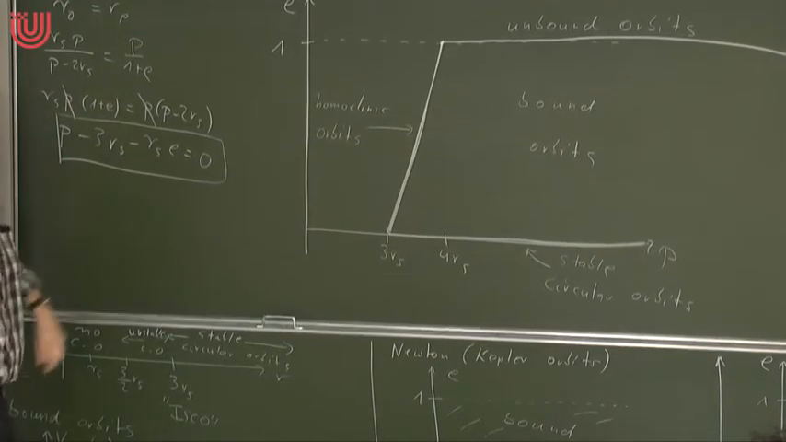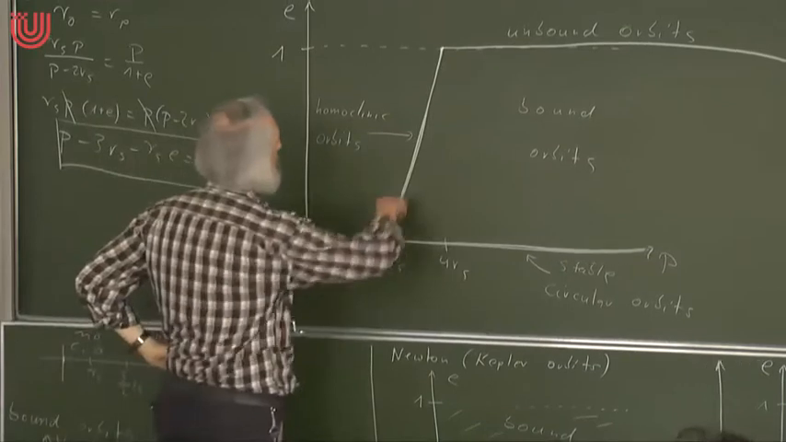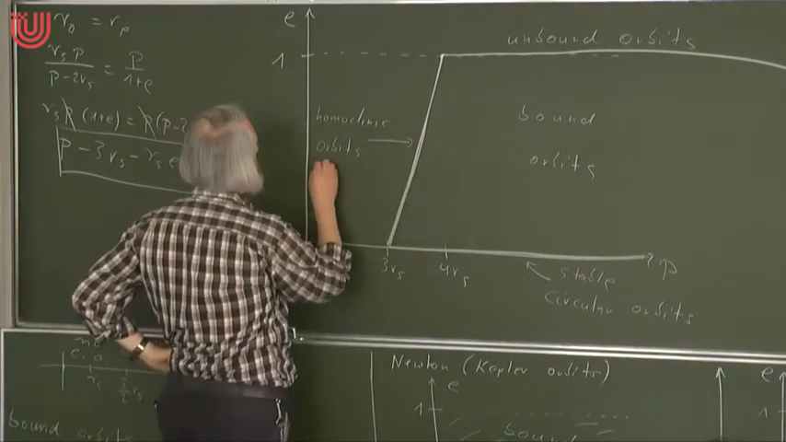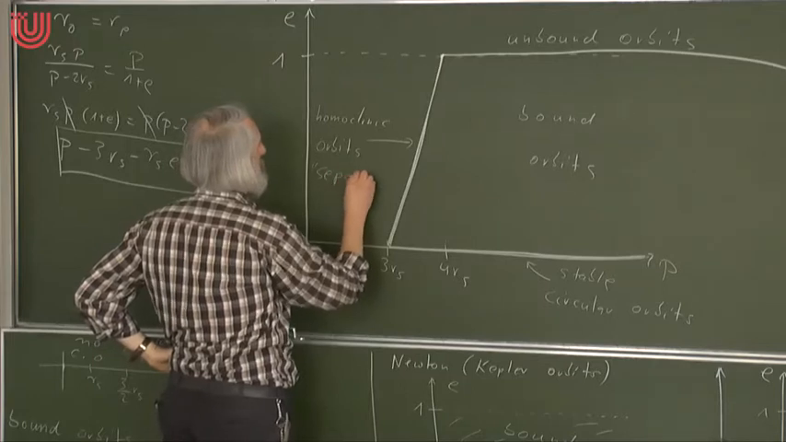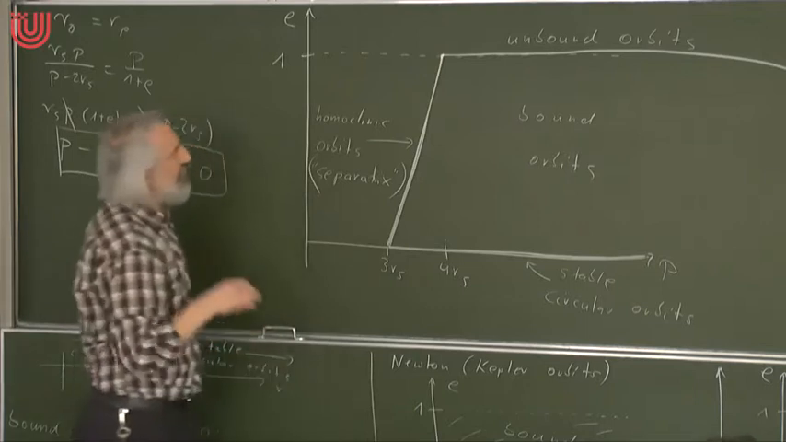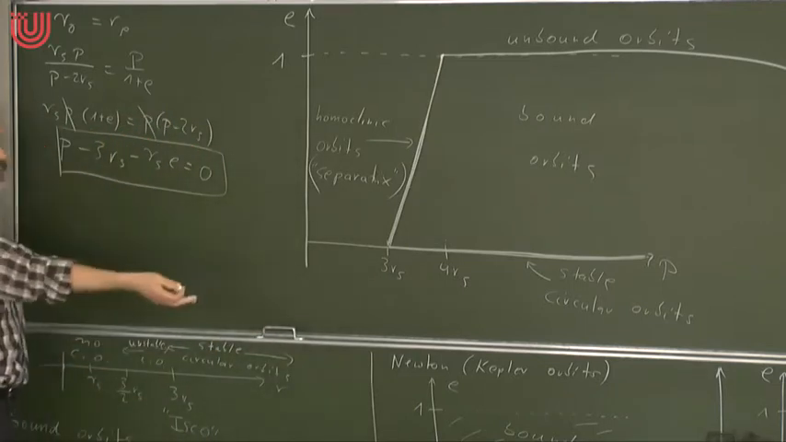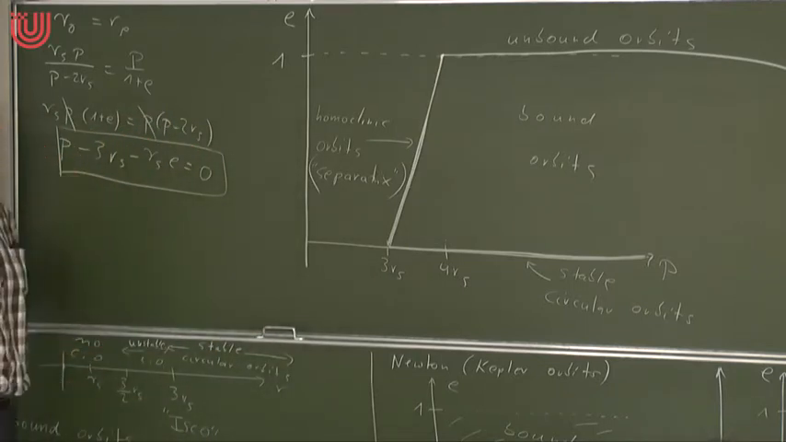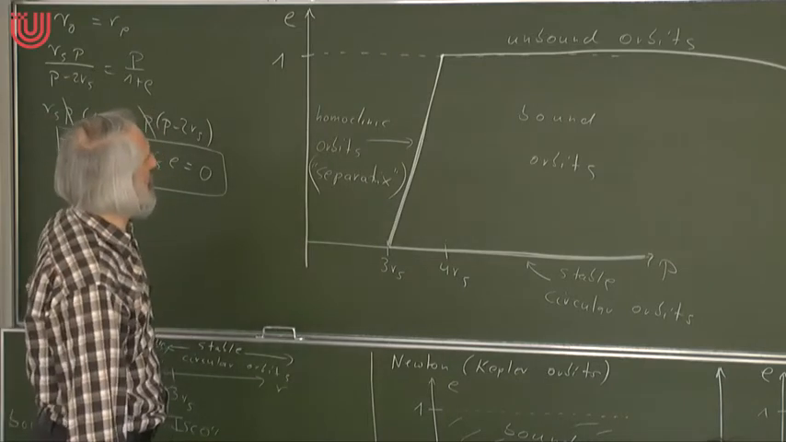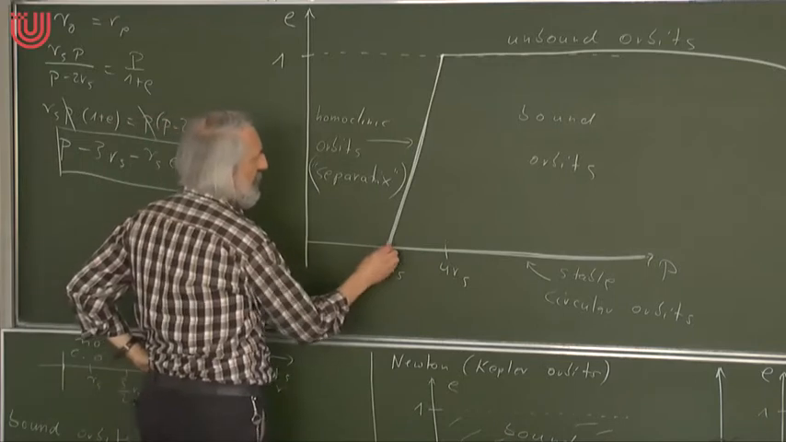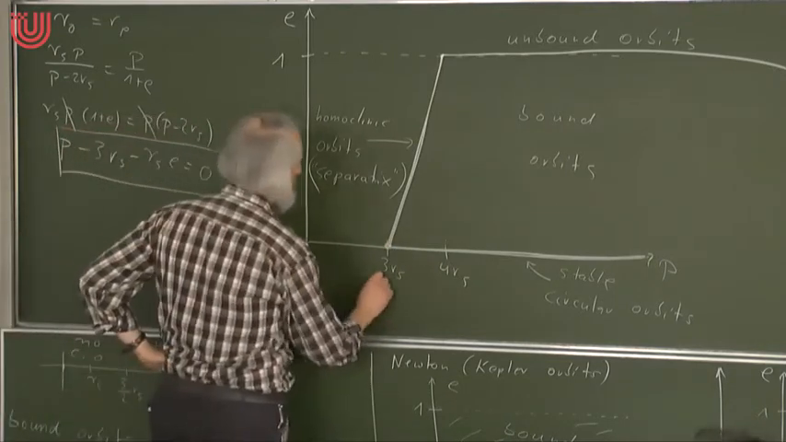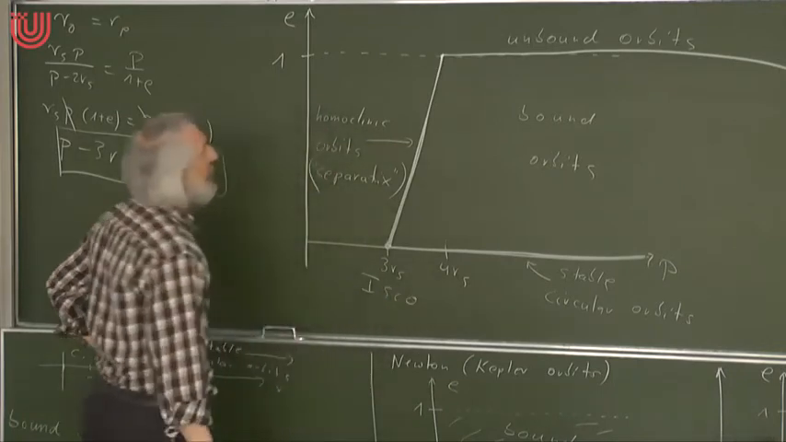We can talk a little bit about what's going on near this line of the homoclinic orbits, which is also called the separatrix. The name refers to the fact that it separates the domain where we have bound orbits from the domain where we do not have bound orbits. So the separatrix starts here. What is this? This is the ISCO, the innermost stable circular orbit.